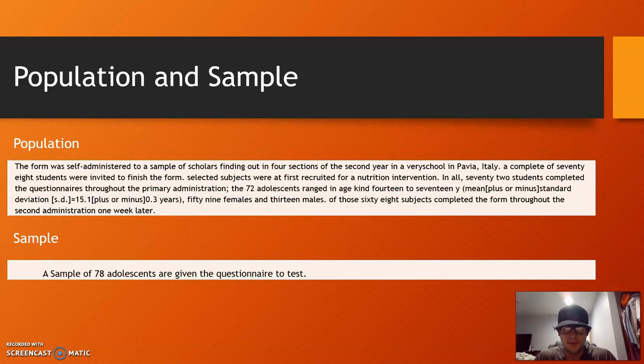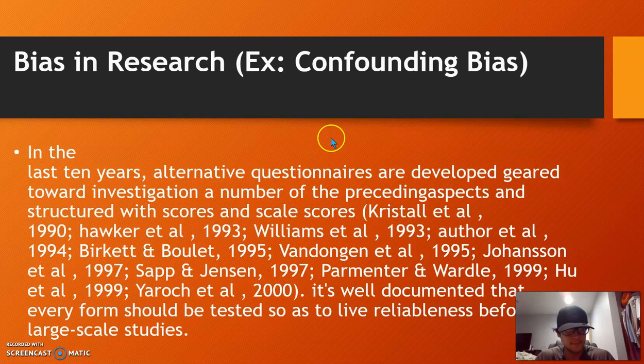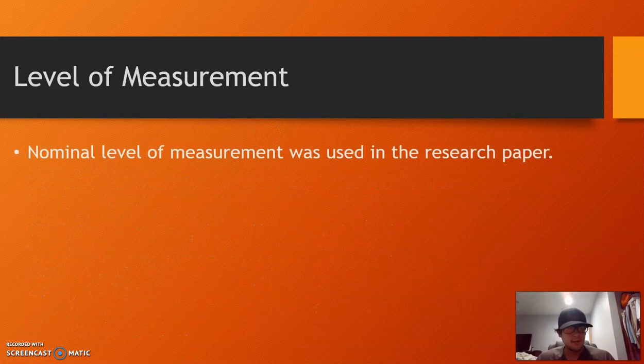The 72 adolescents range in age from 14 to 17, with a standard deviation of 1.5 equals 15.1. 59 females and 13 males. Of those, 68 subjects completed the form throughout the second administration 1 week later. The sample was a sample of 78 adolescents who were tested with the questionnaire. The level of measurement for this assignment was the nominal level of measurement.